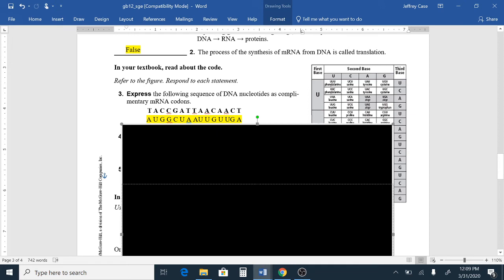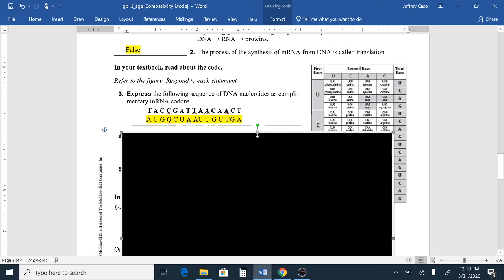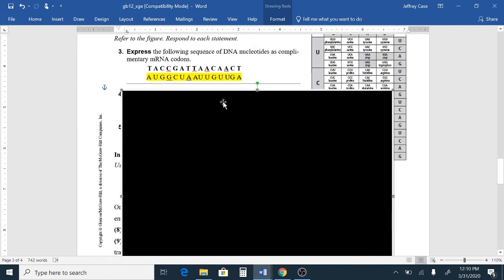Number 3, express the following sequence of DNA nucleotides as complementary mRNA codons. This is just going from DNA to mRNA, also known as transcription. So we have AUG, GCU, AAU, UGU, UGA. All right.